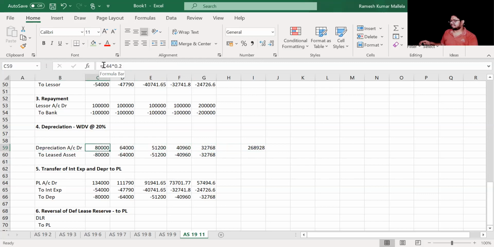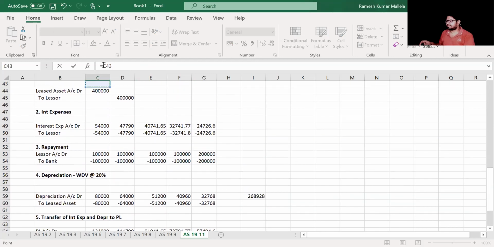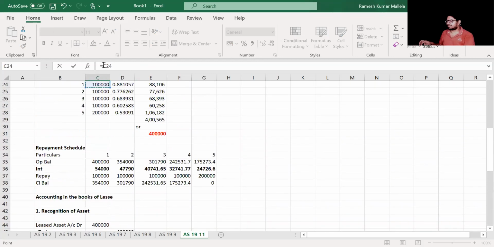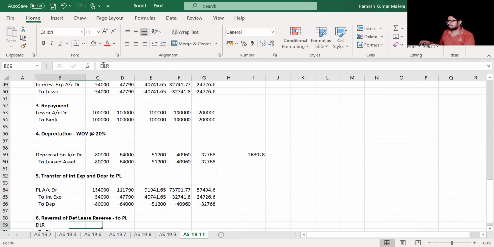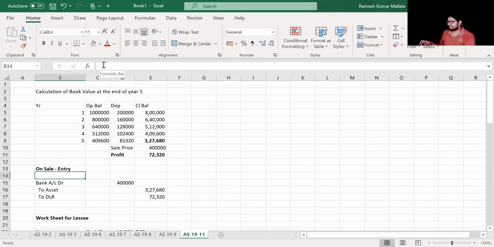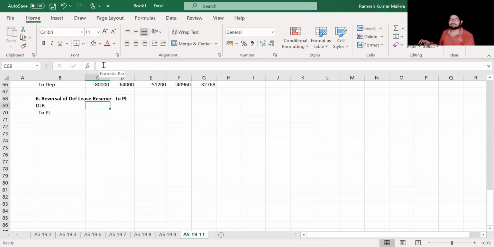So I'm going to calculate the value for each of these now, which is equal to your deferred income that you have recognized. By the way, we have not written that first entry. Let us write that entry first. Entry on sale, yes, it is written here. Yes or no? So this is what I'm talking about. Deferred lease reserve 72,320. So this 72,320 is supposed to be transferred to P&L over 5 periods in the ratio of your depreciation.